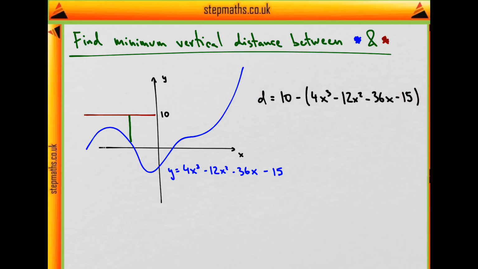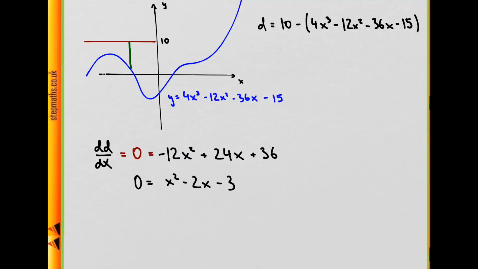That's an optimization problem, and to solve it, we'll need to find dd/dx and set the first derivative equal to 0. So this is the function d differentiated with respect to x. It can be simplified to 0 = x² - 2x - 3. So we basically divide it by negative 12. And now that factorizes nicely to (x - 3)(x + 1). And remember that we're only interested in negative x's, negative stationary points, or more precisely, their x coordinate being negative.